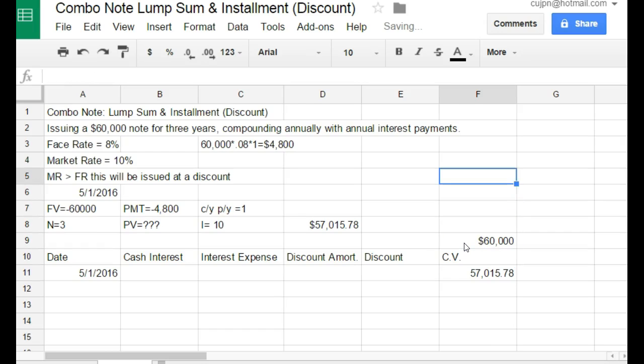Now, if we were to go to our T account, I'm going to pause here and make a quick T account.